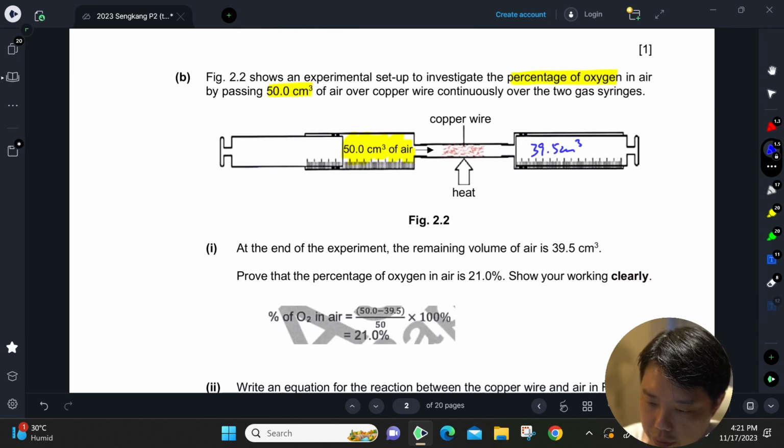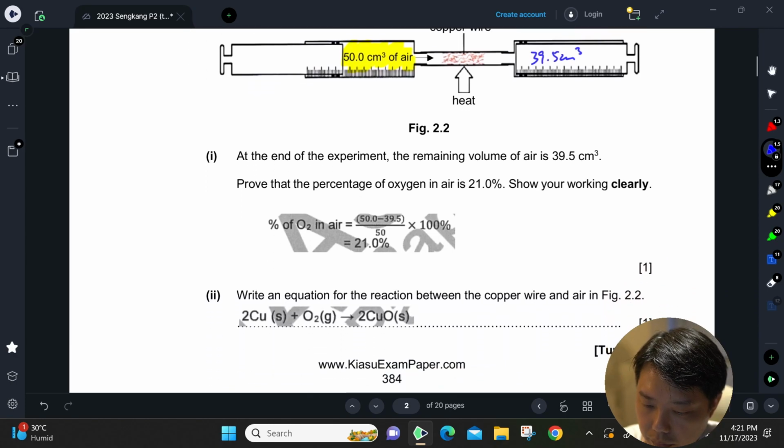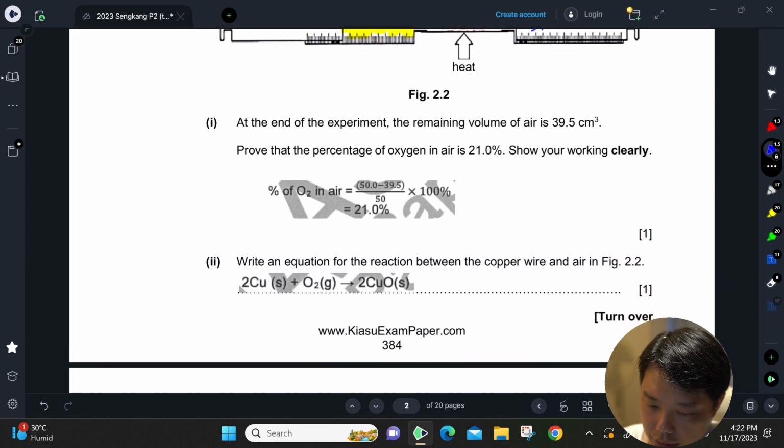Prove that the percentage of oxygen is 21%. So you just take 50 minus 39.5, over 50, times 100%. That will show you that it is 21%, because the rest, the 10.5 cm³, was used to oxidize your copper to copper oxide. Okay, so this was the reaction that happened: copper plus O2 to give you CuO, copper oxide. This was where the 10.5 cm³ went to.